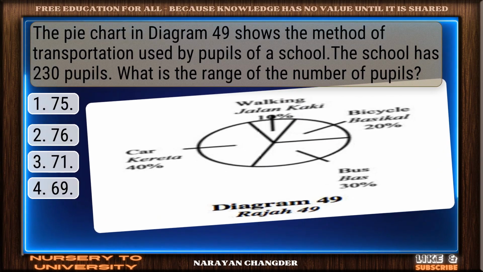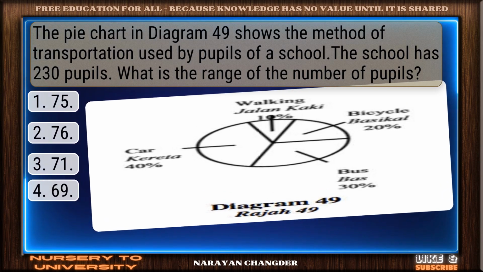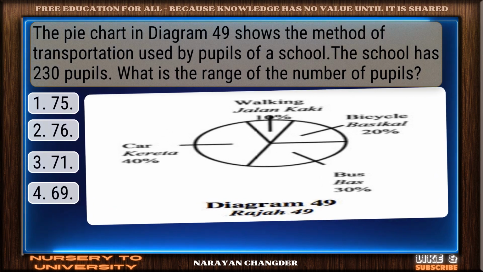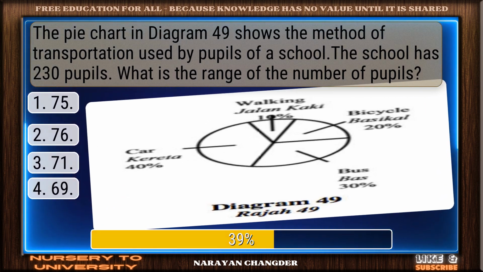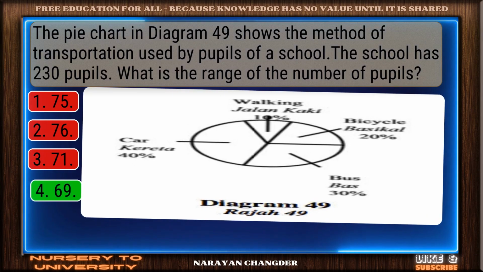The pie chart in diagram 49 shows the method of transportation used by pupils of a school. The school has 230 pupils. What is the range of the number of pupils? Perfect. 69 is the correct choice.